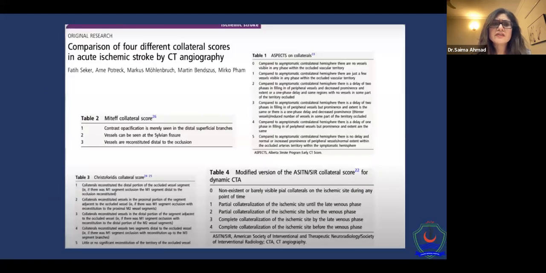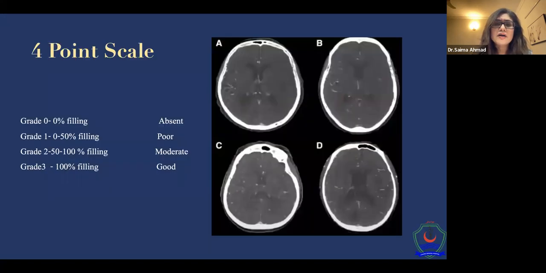There are different methods well established in different papers about collateral scoring. But the easiest way of collateral scoring is a 4-point scale in which grade 0 is 0% filling, so the whole collaterals are absent. Then grade 3 is 100% filling. In between, there are grade 1 and 2, less than 50% and more than 50% of the filling.